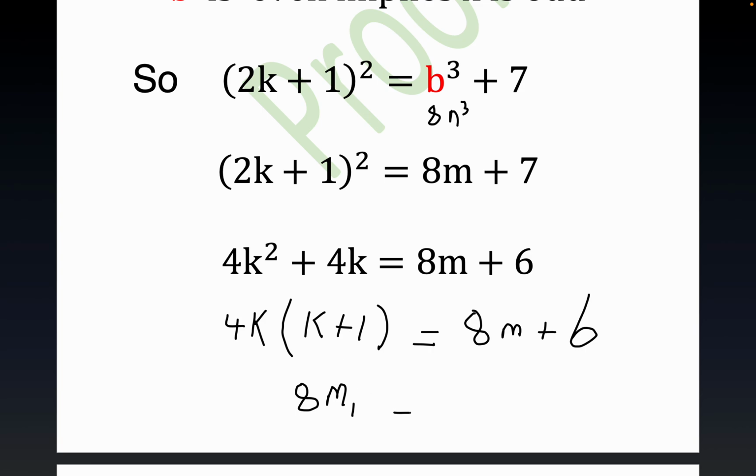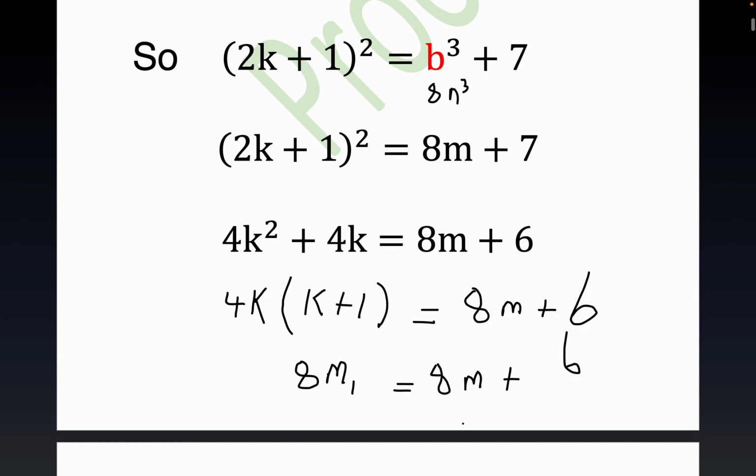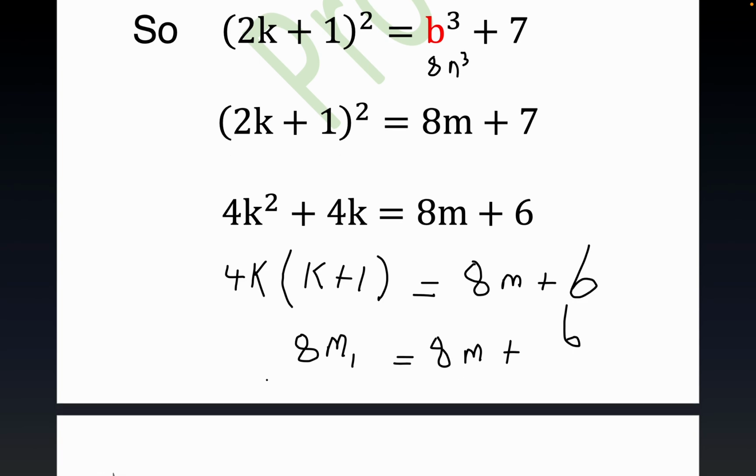So what we get here is something that's a clear contradiction. The left-hand side says this is a multiple of 8. The right-hand side says it's a multiple of 8 plus 6, which is impossible. All those remainders have to fall into equivalence classes: you either have a remainder of 0, a remainder of 1, a remainder of 2, all the way up to a remainder of 7, right? So this is your contradiction.